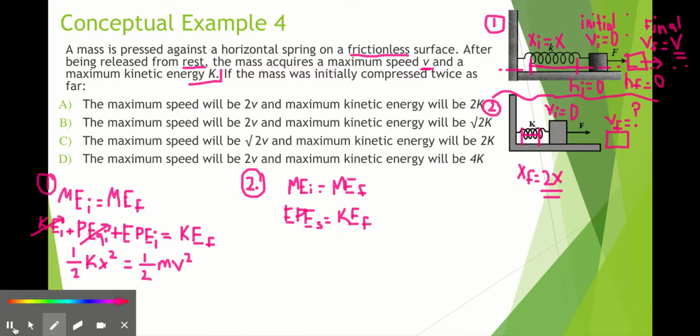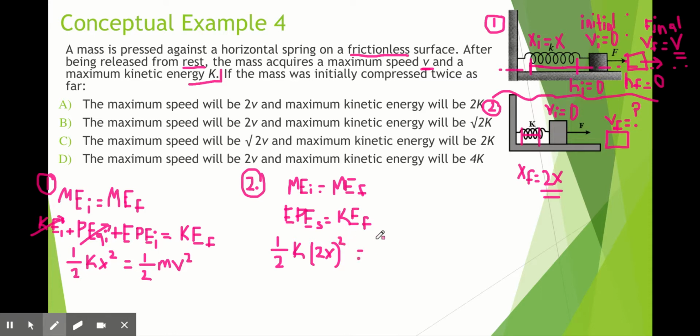Yikes. There we go. Okay, so the only thing that's going to change in the second equation is now x is actually equal to 2x instead of just x. So in our elastic potential energy equation, we're going to plug in 2 times x, double the compression distance, squared, equals 1/2 mv squared. And we're looking at how v is going to change.